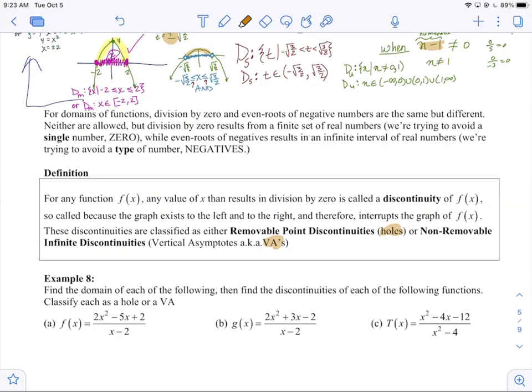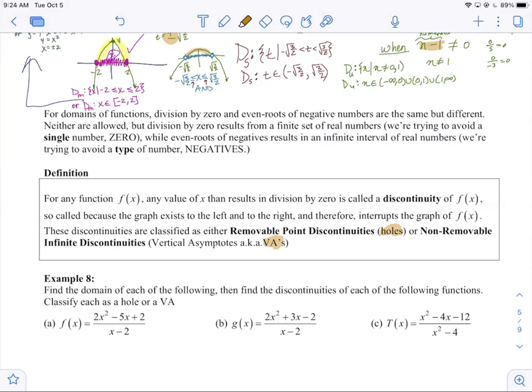So if you know the nicknames holes and VAs, I'm totally cool with that. But you still have to know their formal names in the back of your mind: removable point discontinuity and non-removable infinite discontinuity. One's a hole, one's a vertical asymptote. Vertical asymptote is a lot to write, so we'll say VA. By the way, there are other types of asymptotes. You might have heard of a horizontal asymptote, maybe even a slant asymptote. There are also quadratic asymptotes, cubic asymptotes, all kinds of asymptotes. The only asymptote that's a discontinuity is a vertical asymptote.